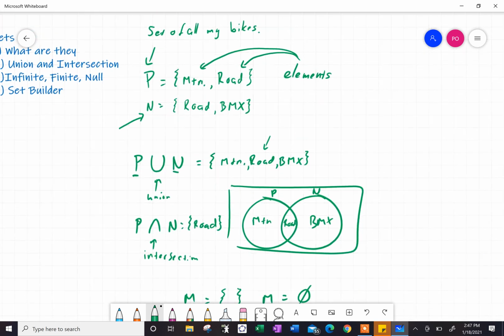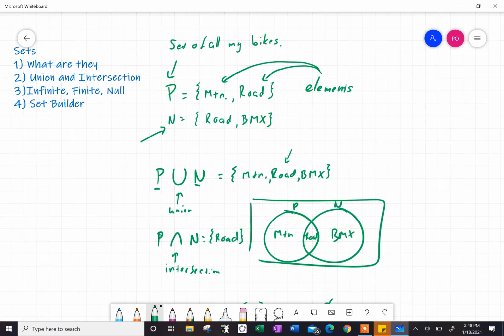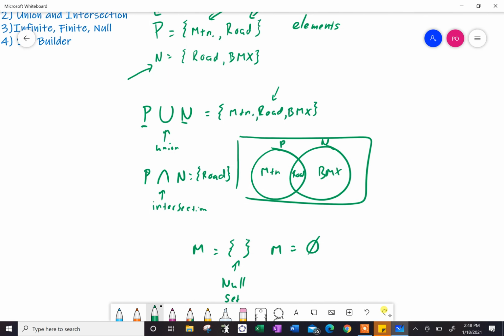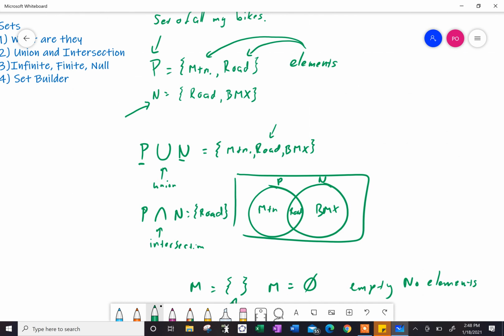Alright, now, these are examples of finite sets. The ones that were not the null set. The null set, or the empty set, as it's also called, has no elements. A finite set has some elements that you can count. So here you can see, in this example, I had 2 elements. And here I had 2 elements. And here I only had 1 element, but it still makes it finite.